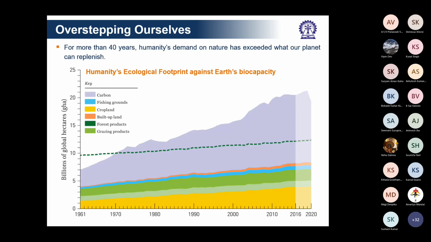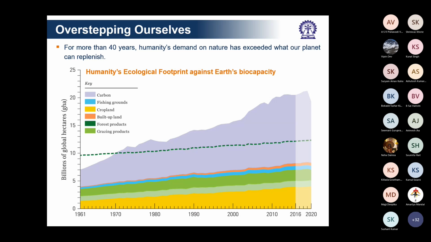For more than 40 years, humanity's demand on nature has exceeded what our planet can replenish. Carbon has been the dominant component of humanity's ecological footprint for more than half a century, and for most years it has been on an upward trend. In 1961, carbon was 36% of our total footprint, but by 2010 it comprised 53%. The primary cause has been the burning of fossil fuels, that is coal, oil, and natural gas.